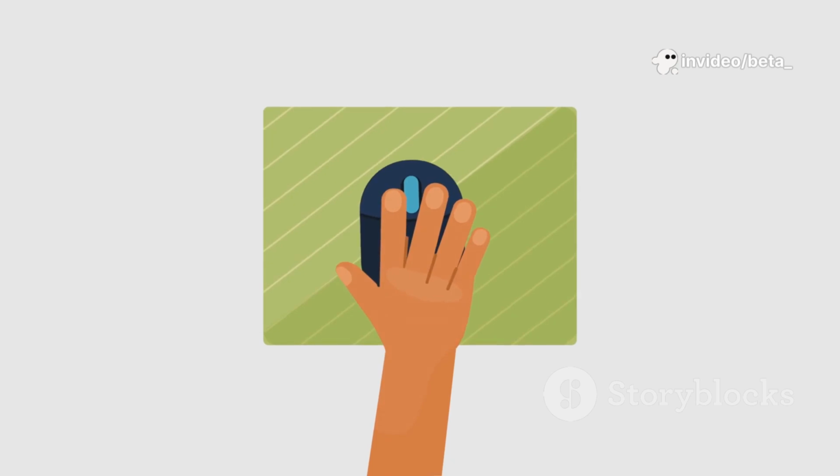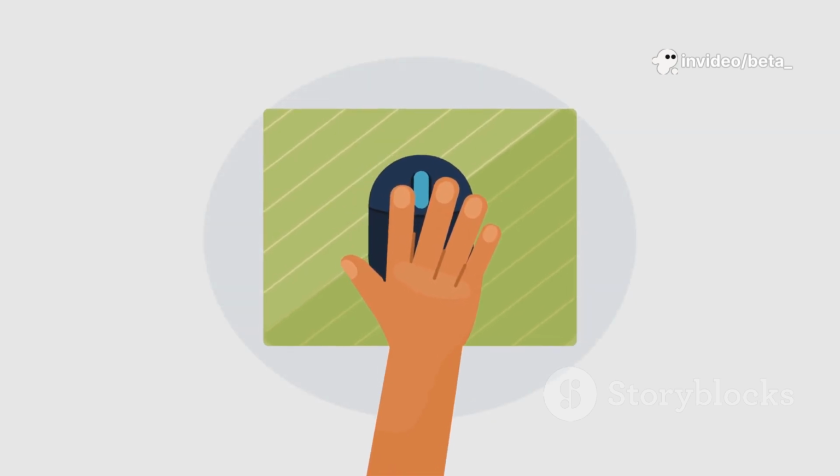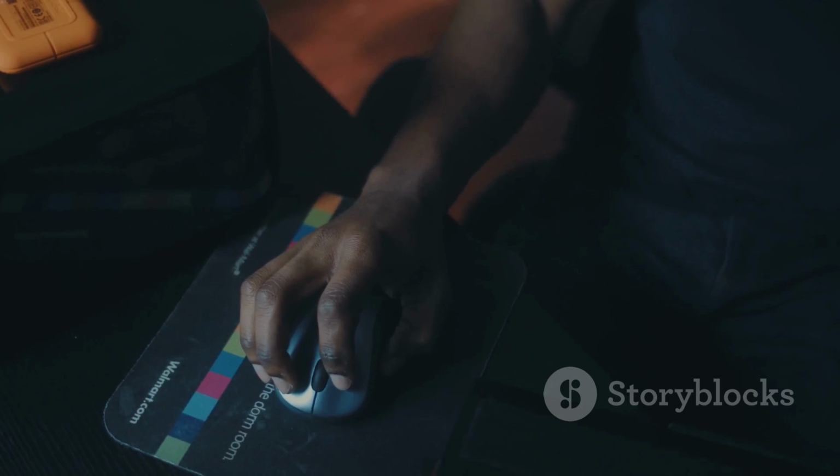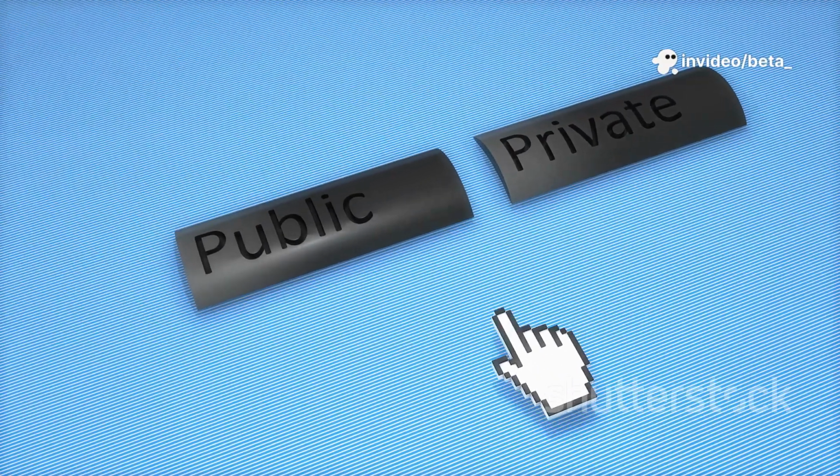And finally, you have the cursor or pointer. This is your hand inside the digital world, controlled by your mouse or trackpad, showing you exactly where you're pointing and what you're about to interact with.